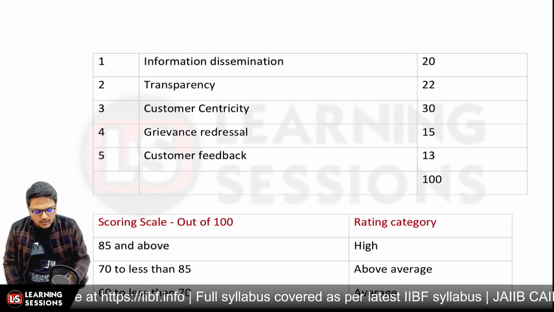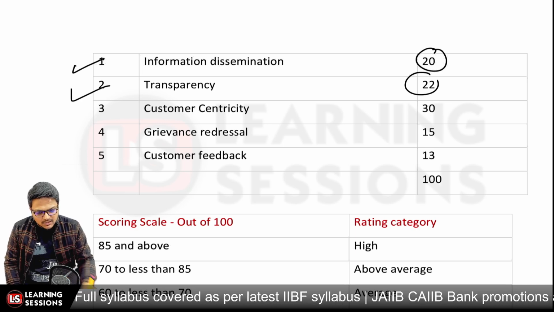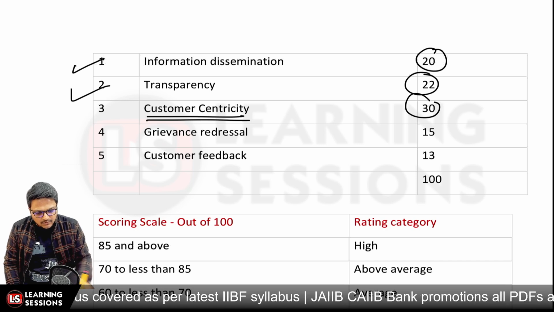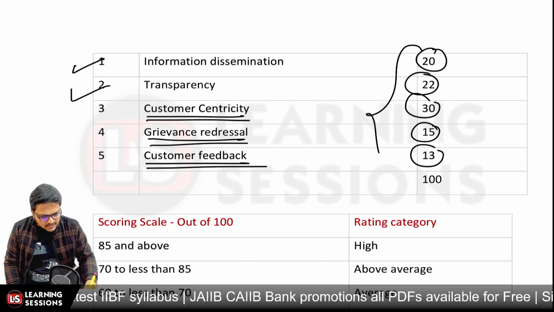Like let's say, for information dissemination, scoring is 20. Related to transparency, it is 22. For customer centricity, it is 30. For grievance redressal, it is 15. For customer feedback, it is 13. Now the total score is 100.